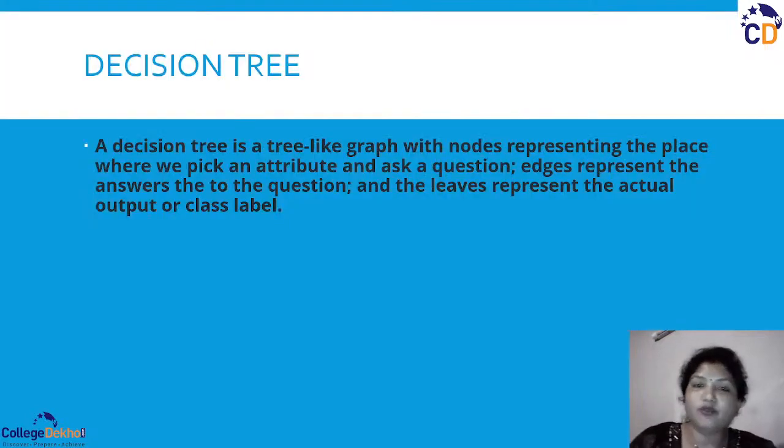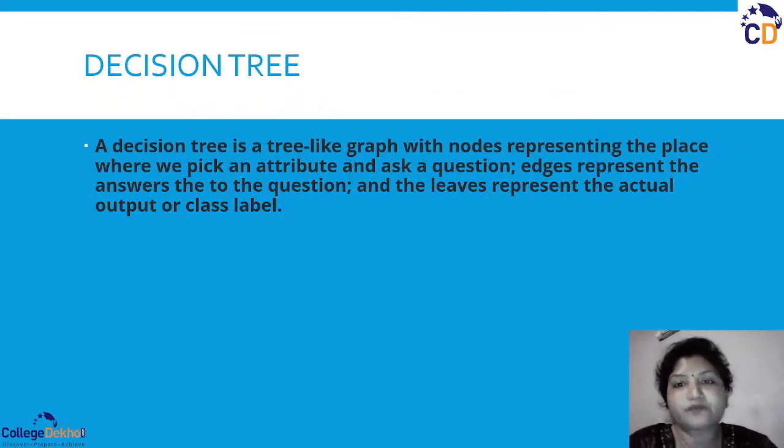So whenever we have to take any decision, we make a tree-like structure. It may contain some true or false part, or based on the conditions it is decomposing into later stages, right? So what is a decision tree? It is a tree-like graph with nodes. Some nodes represent the place where we can pick an attribute and ask a question.